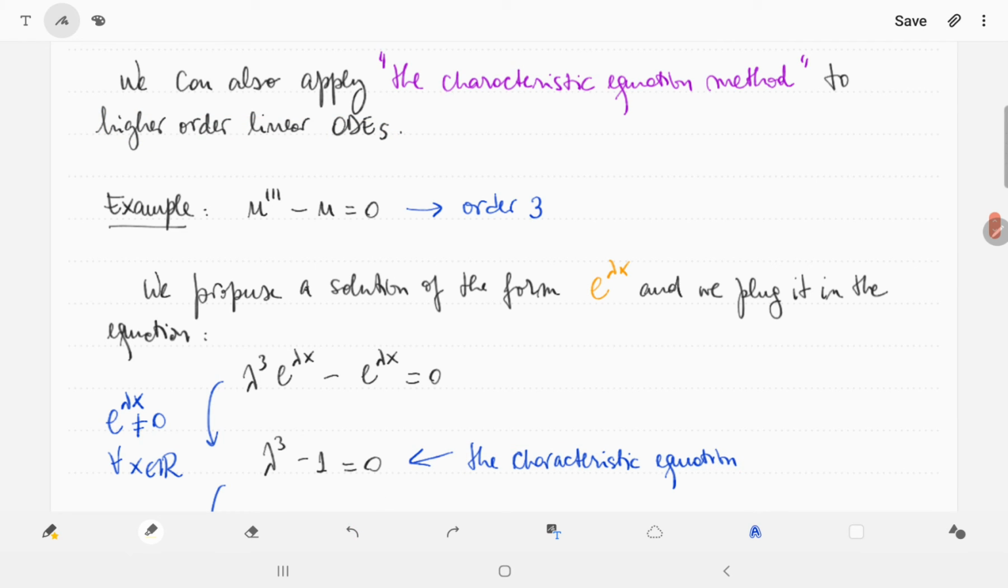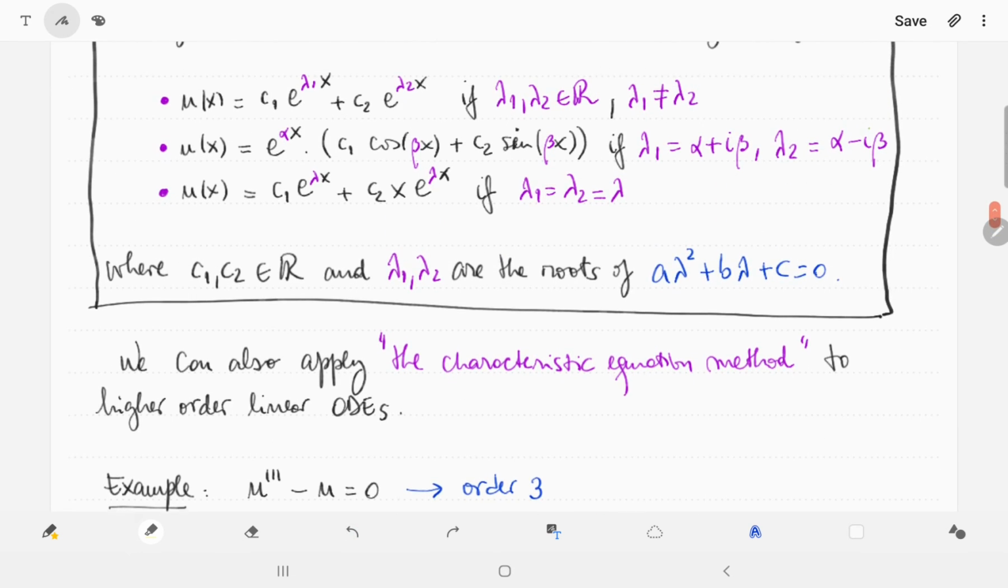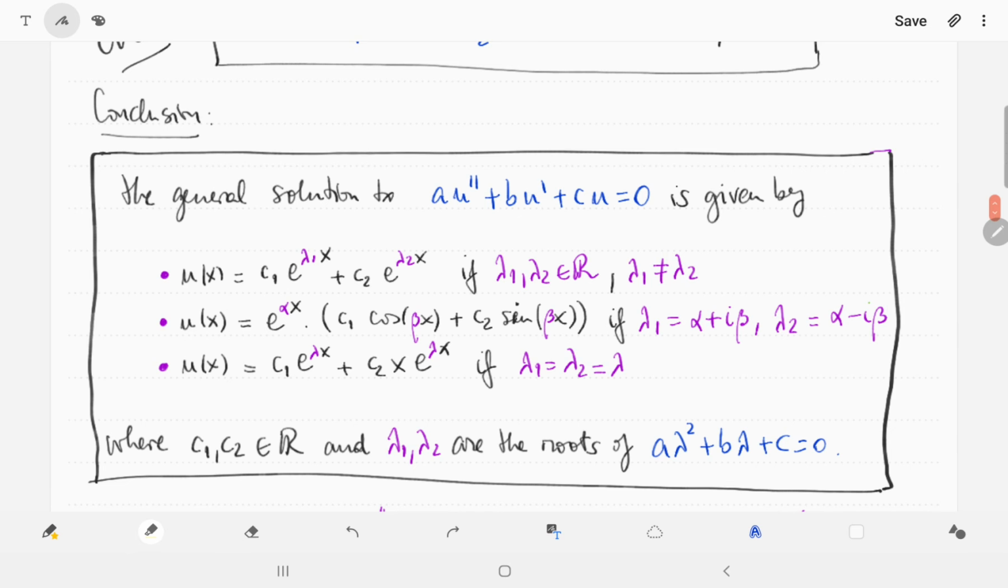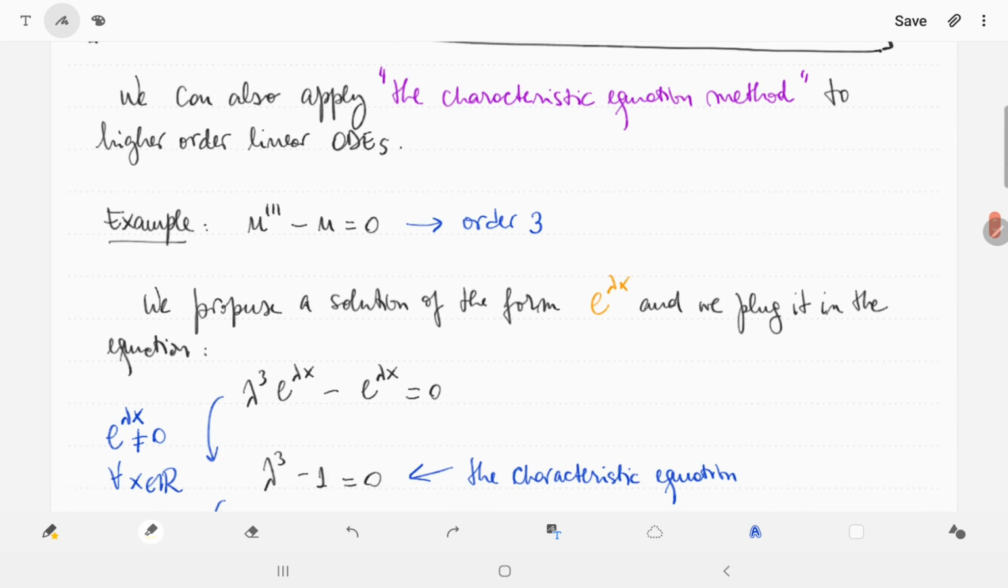And this is how we apply the characteristic equation method when we have higher order linear ODEs. So we propose this as a solution, we find the characteristic equation, we find the roots of the characteristic equation, and basically we recycle our conclusion here each time I have this type of situation.